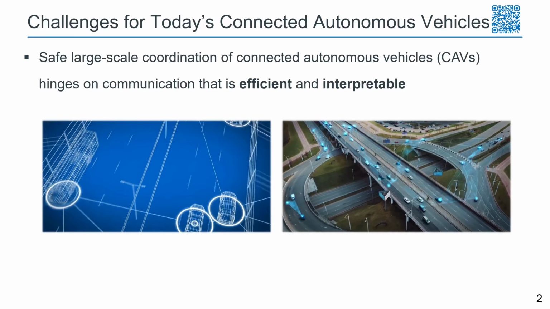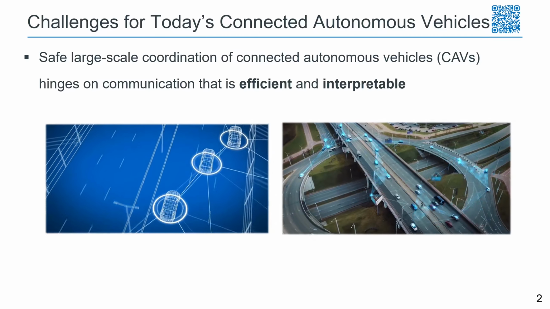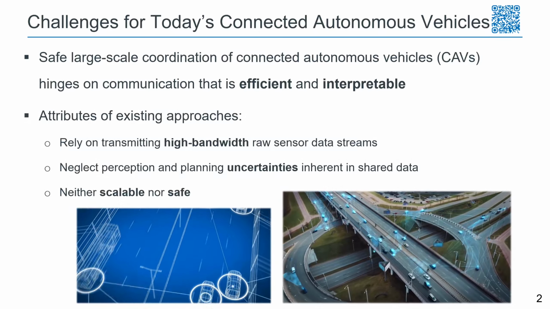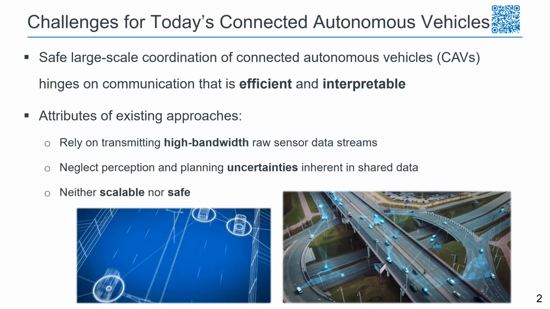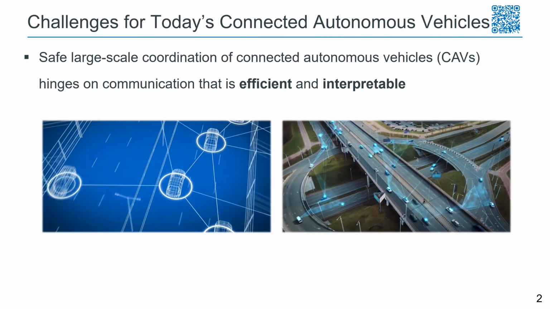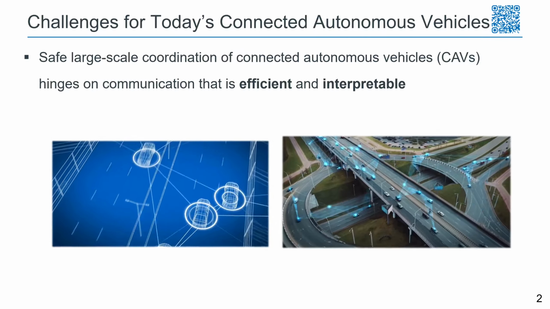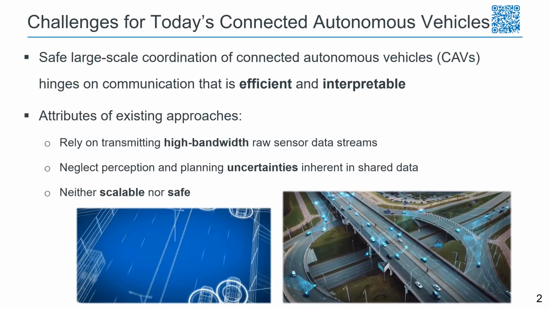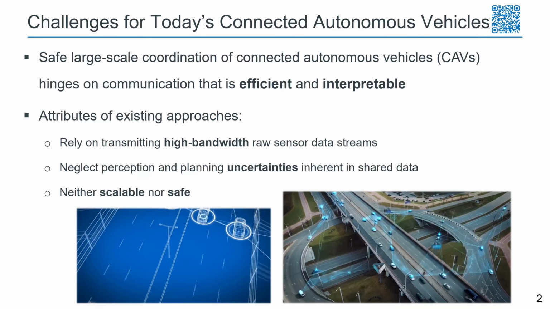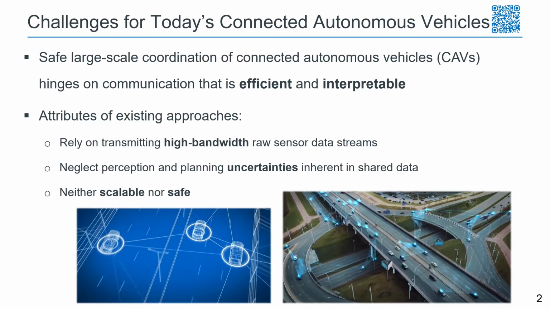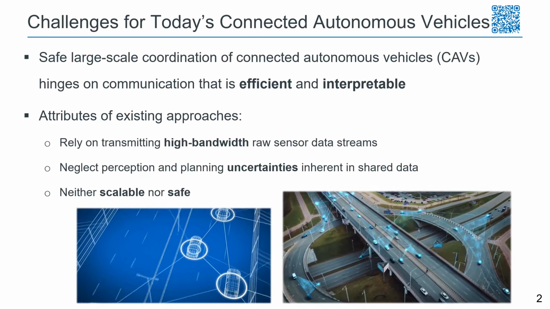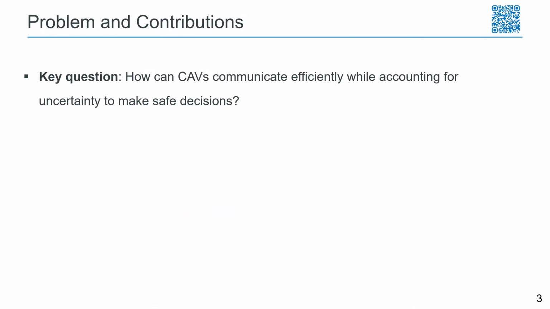Despite the advances in connected autonomous vehicles, there are still open challenges in large-scale coordination of CAVs, revolving around efficient communication and interpretable decisions. Existing approaches rely on transmitting high-bandwidth data and do not account for uncertainty in perception and decision-making, which makes them hard to scale and trust. Hence, the key question is, how can CAVs communicate efficiently while accounting for uncertainty to make informed decisions?